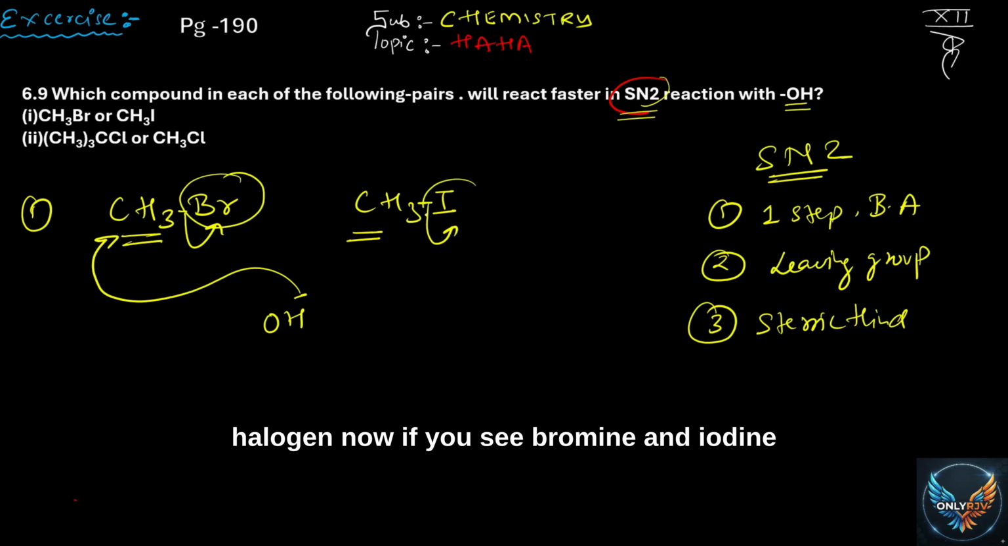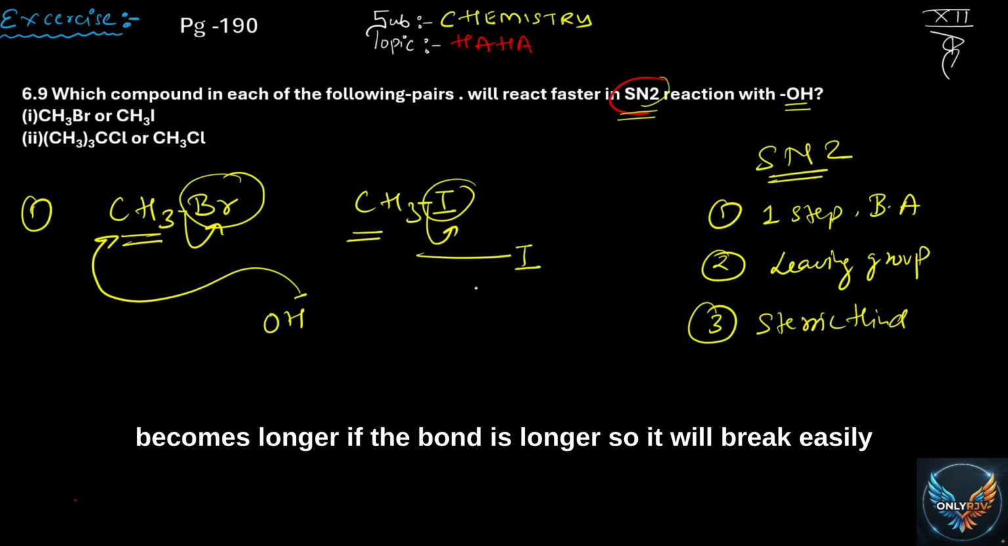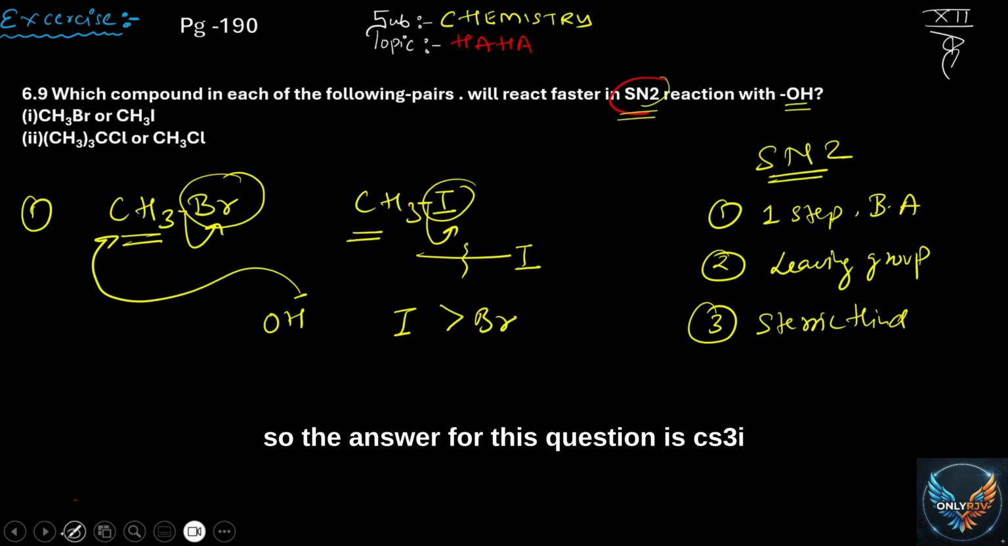Now if you see bromine and iodine, iodine size is big, so the bond becomes longer. If the bond is longer, it will break easily. So iodine is a better leaving group than bromine. So the answer for this question is CH3I.